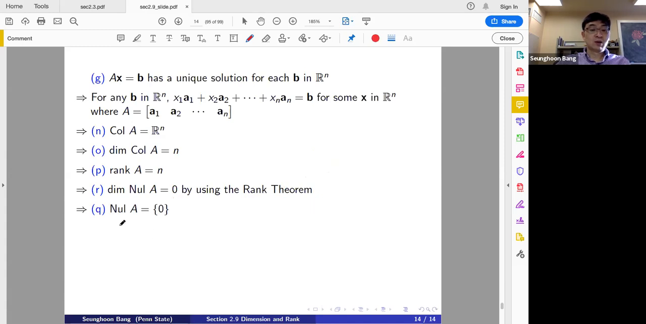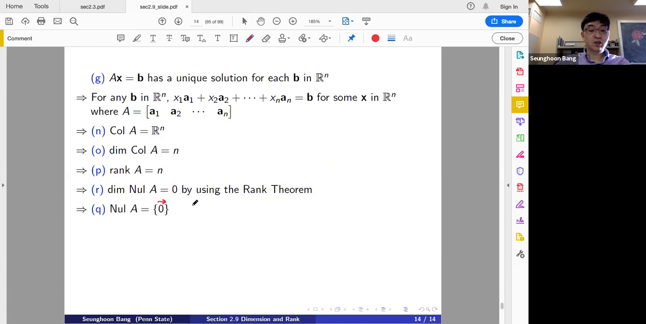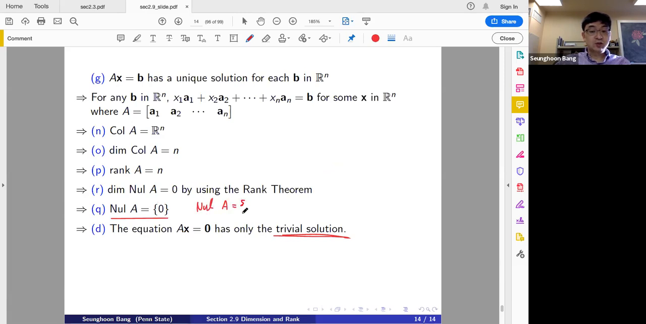So what does it mean? The null space is only the 0 vector. Only one 0 vector, that's it. The null space of A is the 0 vector. The equation AX equals 0 has only the trivial solution. This is the exact meaning, right? Do you remember what the null space of A is? The null space of A is the collection of all vectors x such that A times x is the 0 vector. So what is the solution for x? Exactly the 0 vector. We have only one trivial solution. This is true.